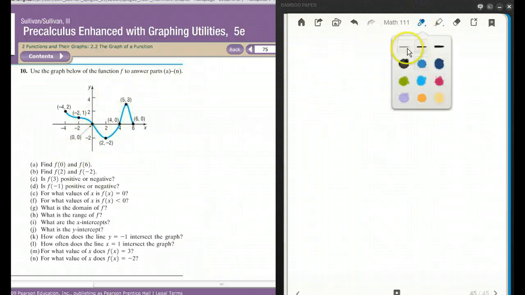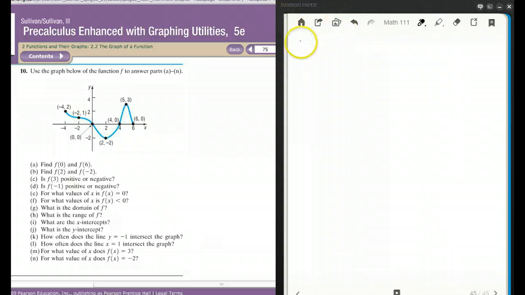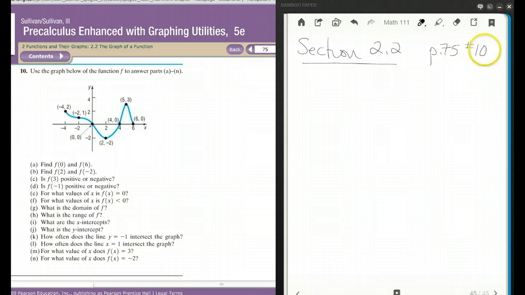So let's see, make sure my pen's not too big here. So again, this is in section 2.2. Okay, and this is on page 75 and we're working problem number 10. And you can see that I have the problem over here on the left side for you to see in case you don't have your textbook with you.